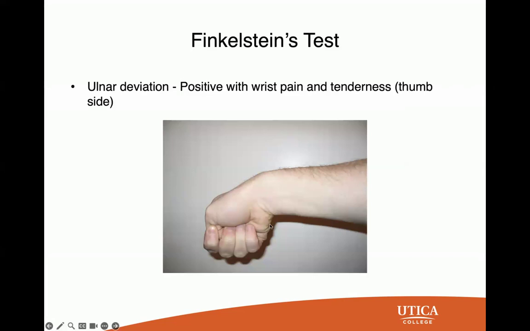So ulnar deviation. So the Finkelstein test, this talks more about almost like a tendinosynovitis of some of these structures, right? So we already talked about that. You have your tendons, your ligaments, your supportive and comfort-based structures. So what we're doing here is you're essentially overstretching some of these tendons that are in here, and you're trying to elicit pain with this maneuver, right?